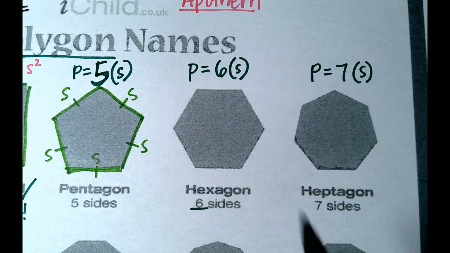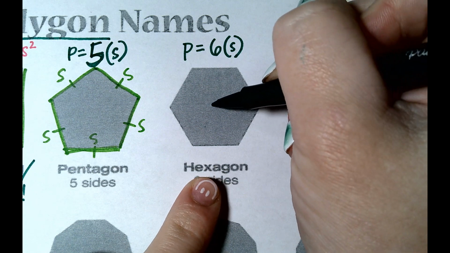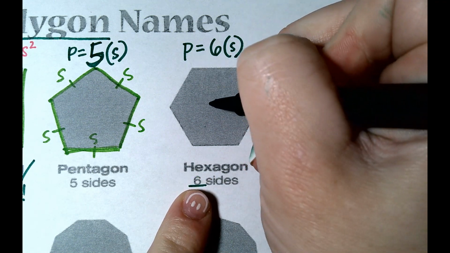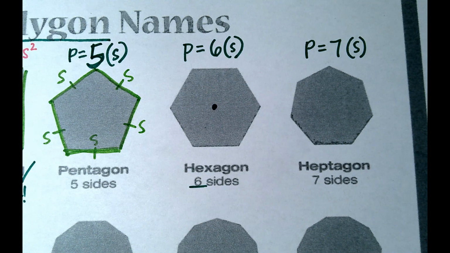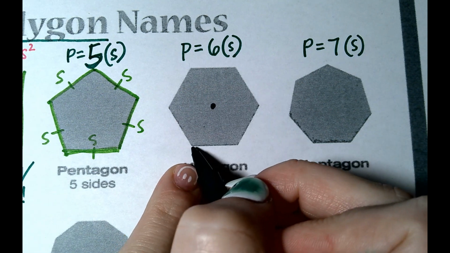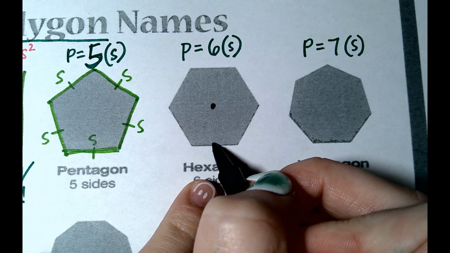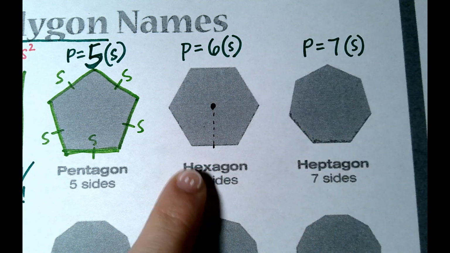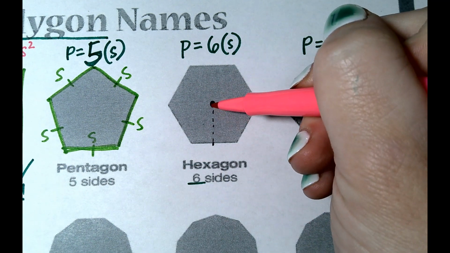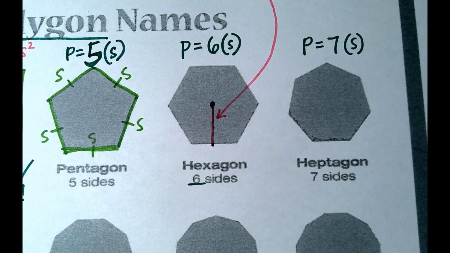So an apothem is essentially this. I'm going to draw it. If I go to any of these shapes and I make a dot right in the middle, or as close to the middle as I can, the apothem is going to be the distance from the very middle of one side to the center. So this length is the apothem.